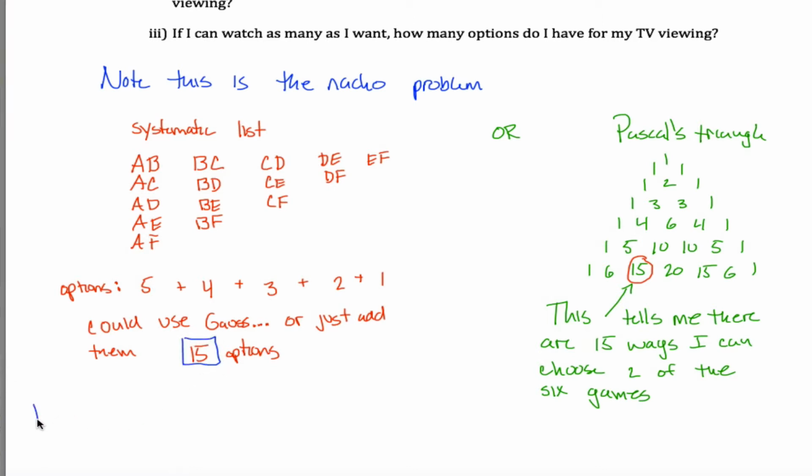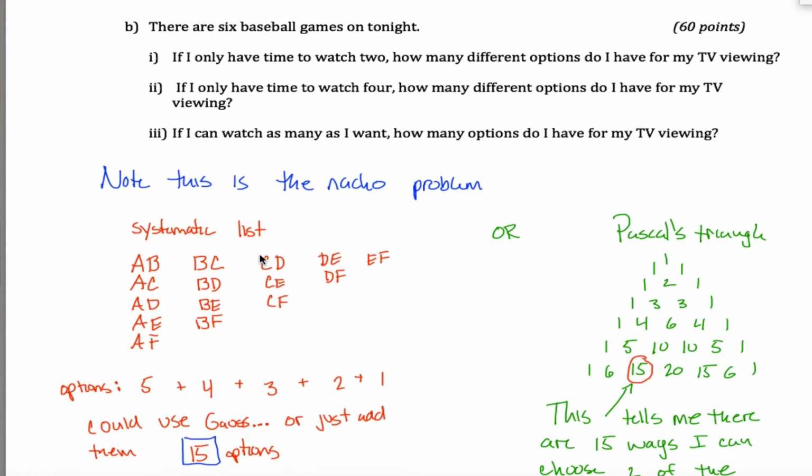For part B, it's actually the same question. Wait, how can it be the same question? Well, it doesn't look the same. It says if I only have time to watch 4 games, how many different options do I have? I thought we were just watching 2 games up here. How is it the same? Well, if you're choosing to watch 4 games, you can think about it as pick 2 that you won't watch. How many ways can you pick the 2 that you won't watch? Well, there's 15 ways. Here they are.